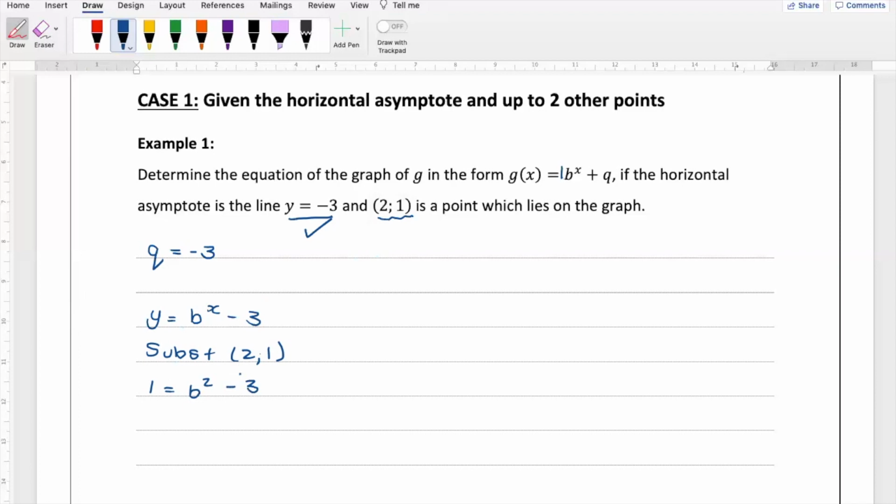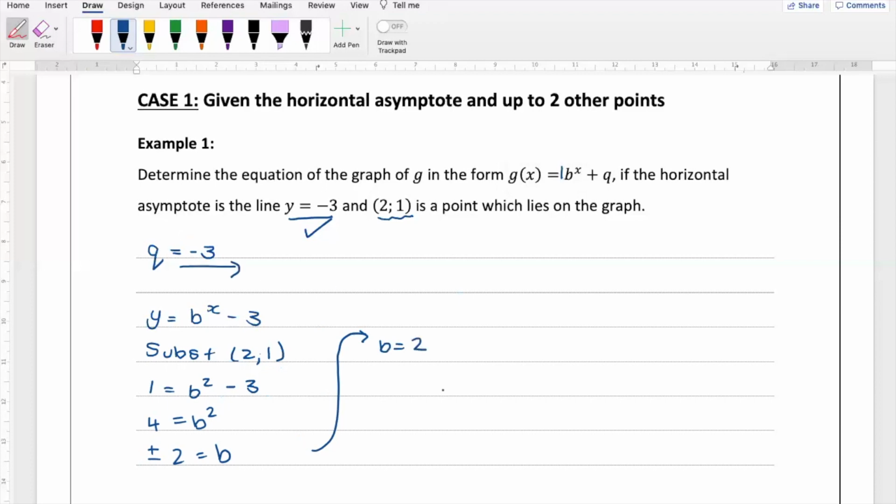I'm going to bring that -3 across, and that'll become a plus 3. So 1 plus 3 is 4 equals b squared. Okay, so now if I do this really carefully, I know that b should be equal to plus or minus 2. But stop right there. If you remember correctly, we know that b has to be positive, so this must mean that b is equal to 2. And there you go.